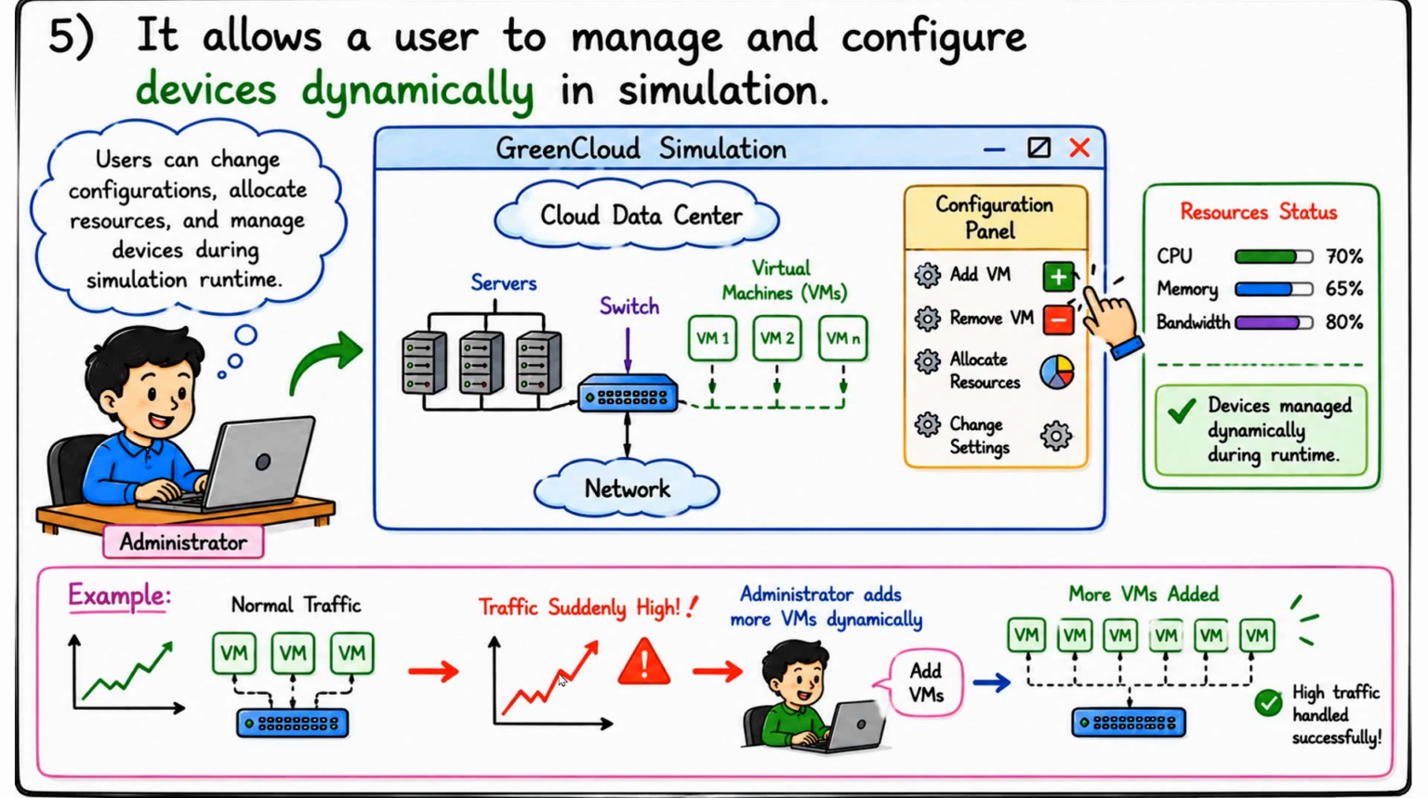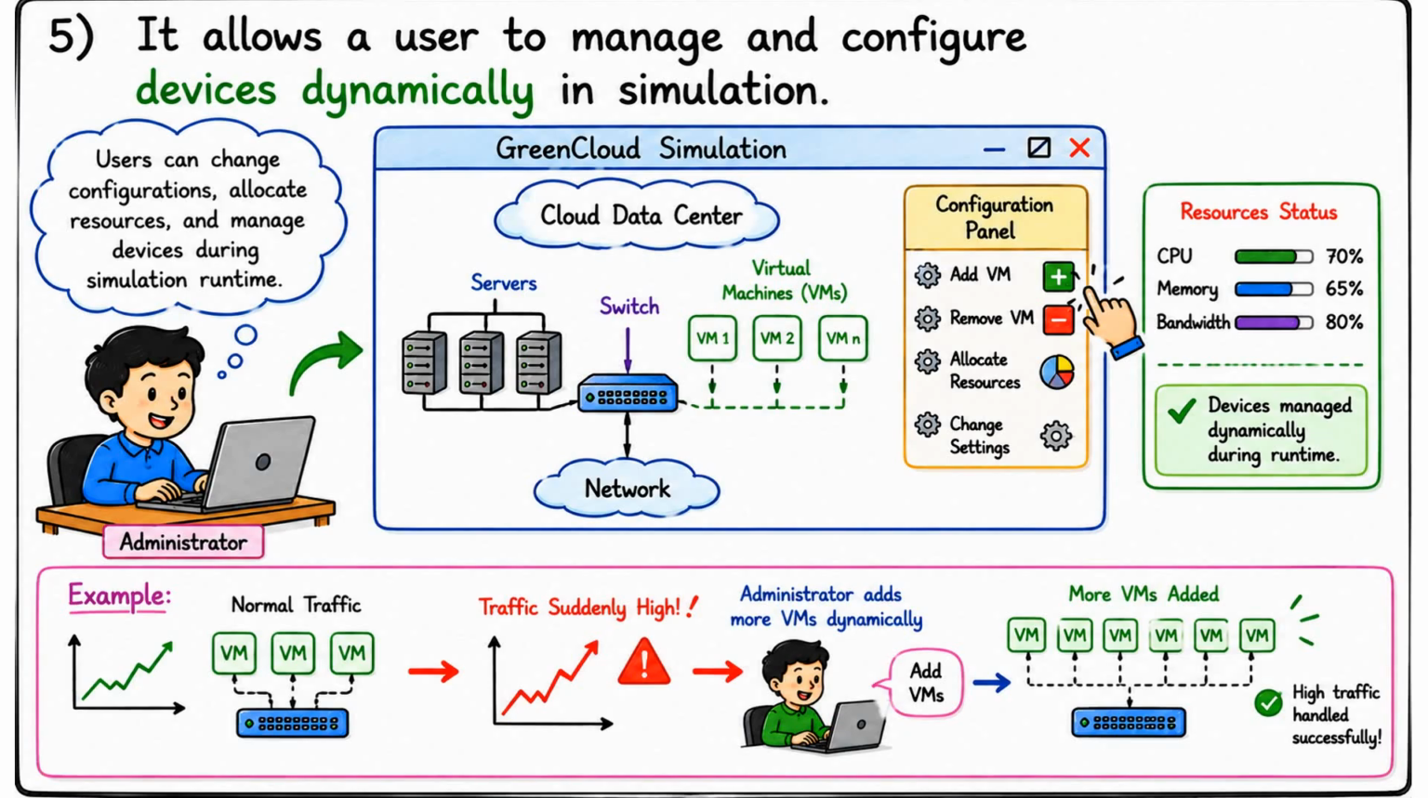So here you can see an administrator using the GreenCloud simulation environment to monitor and manage a cloud data center. The simulation includes the servers, switches, virtual machines, and network connections. The control panel provides options to configure the devices, allocate the resources, monitor the performance, manage the systems, and view the logs.